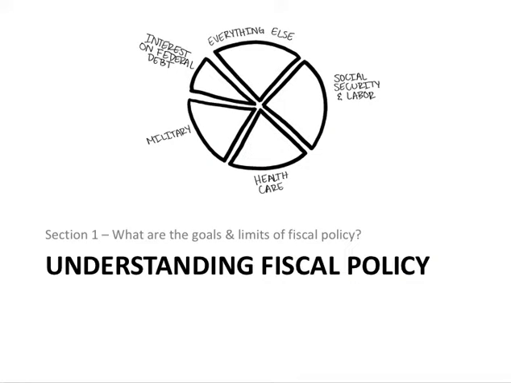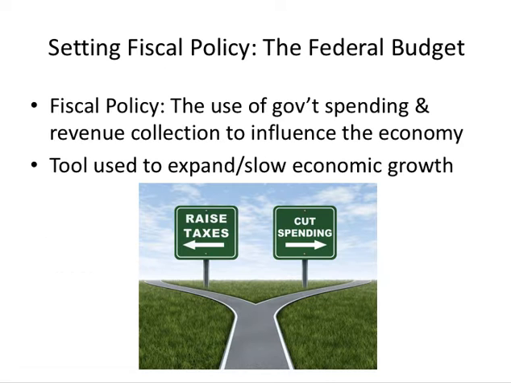In Section 1, we're going to understand what the goals and limitations of fiscal policy are and understand, again, what it is. How does it work? So the simple definition is that it's when the government uses spending and revenue collection to influence the economy. So whenever the government decides to spend or expand their spending, that would be considered fiscal policy. Whenever they collect taxes, if they increase tax or decrease tax, that is also fiscal policy.